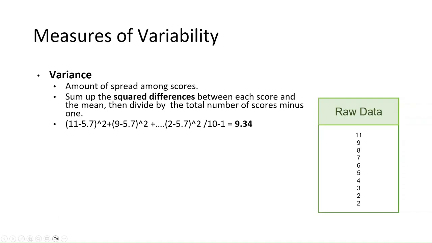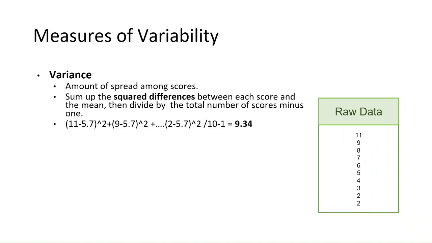Right, so let's go over the variance first. Variance tells us how much the scores in a data set vary or spread out from the mean. Now, if the variance is small, it means most scores are close to the mean. If it's large, the scores are more spread out.